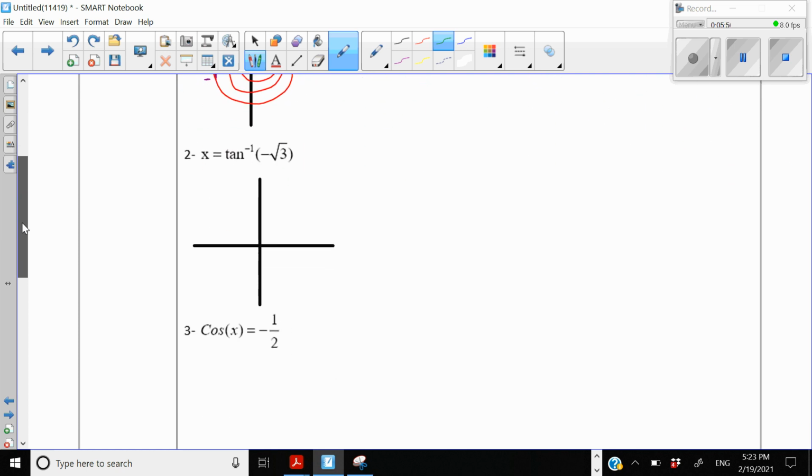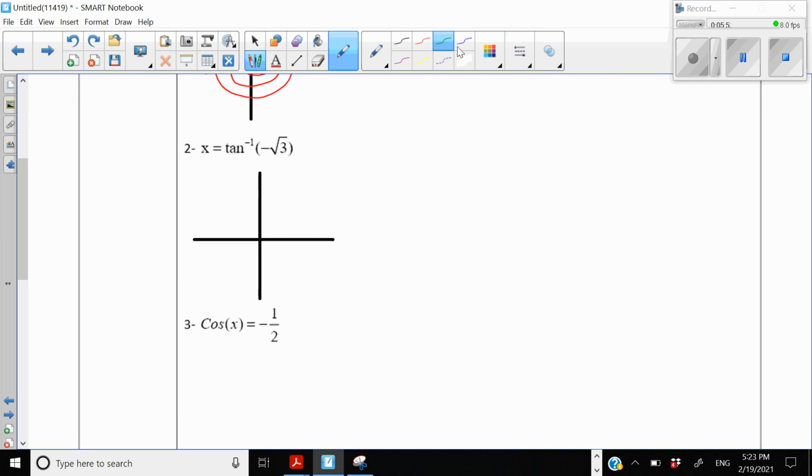Let's try this one together. So in this case, tangent is a negative value, so the angle should be either here or on the other side. So this is my reference angle and the right triangle. Tangent is opposite over adjacent. Since there is no denominator, I'm going to put a 1 here. So opposite side is radical 3 and adjacent side is 1.